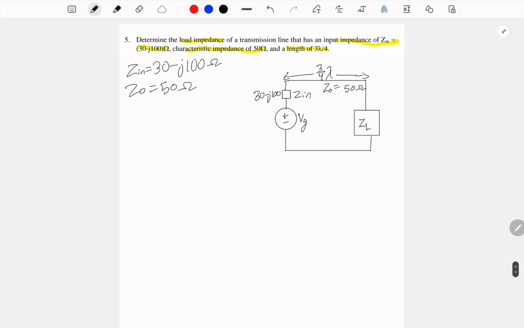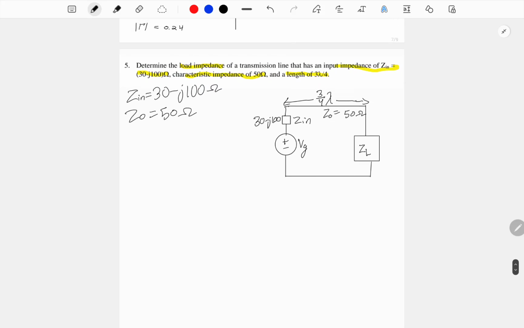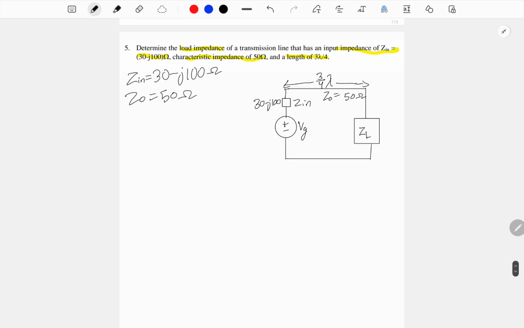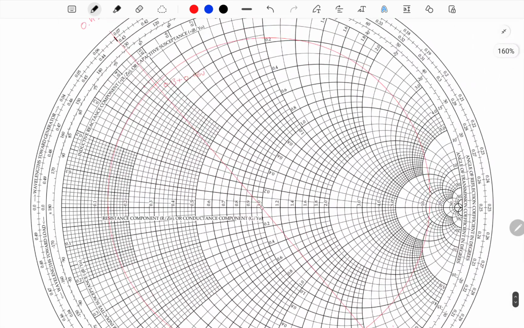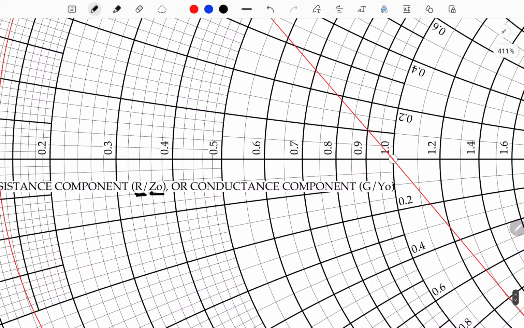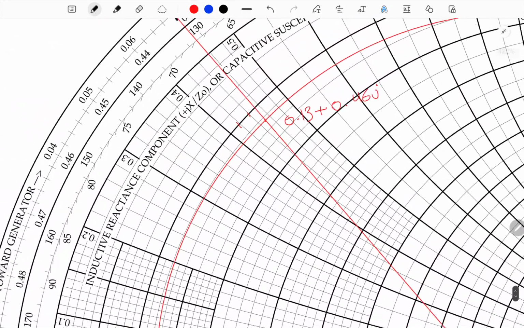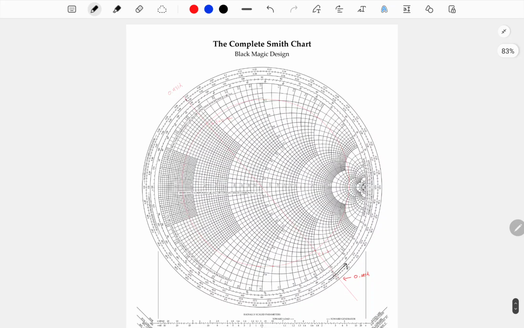Normally we plot the load impedance, but since we don't have it, we plot the input impedance. To plot the input impedance, you divide by 50 first. Zin divided by Z0. Why do we divide by 50? Because Z0 is 50. But why characteristic impedance? Because it says it on the circle. Then you take the resistance and divide it by Z0.